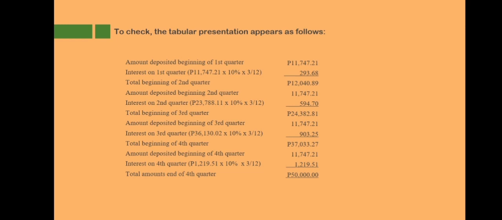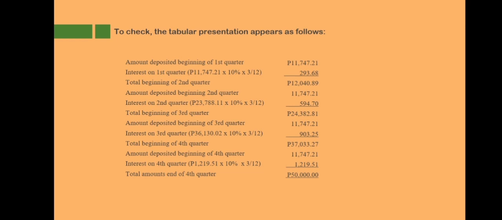And what you pay again at the beginning of the third quarter is 11,747.21, and if you add the 24,000 and the 11,000, you will have 36,130 pesos and 02 cents. And get its interest, which is 903.25, and if you add the three of them, you will have a total of 37,033 pesos and 27 cents.